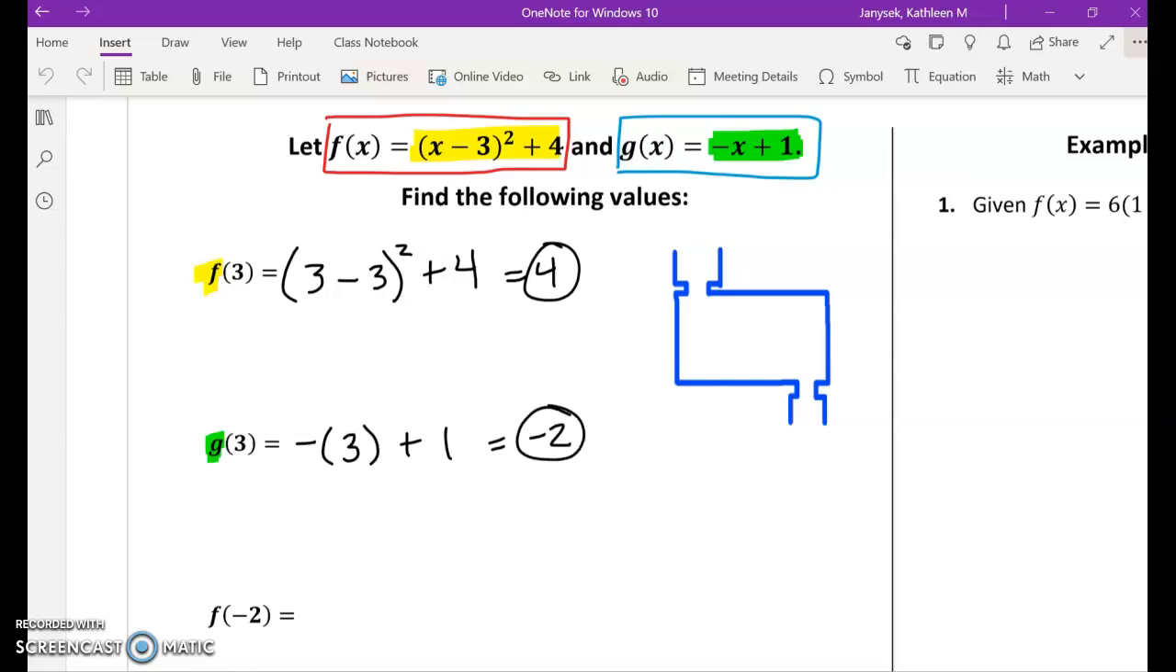-2. Now take a minute, pause the video, and I want you to try the other two that are on this page.